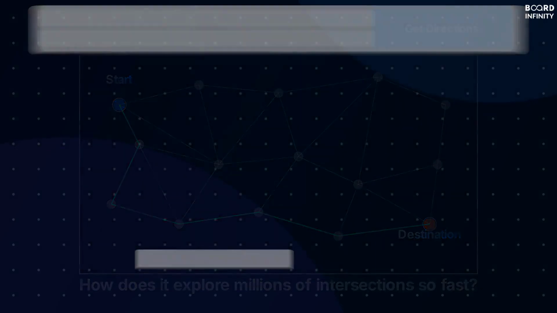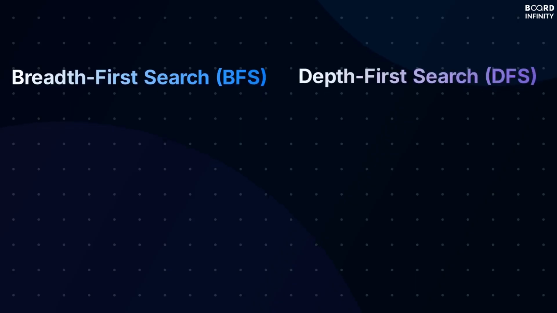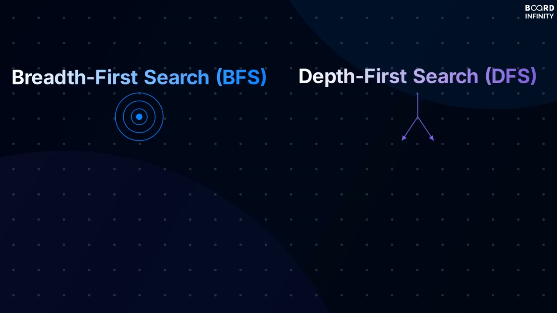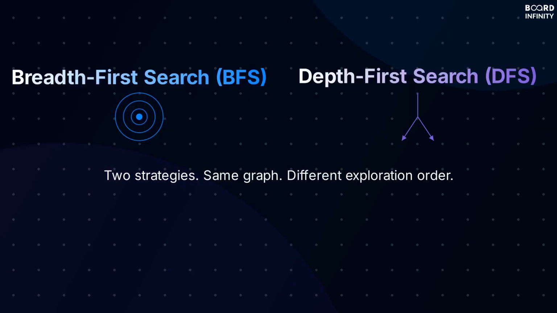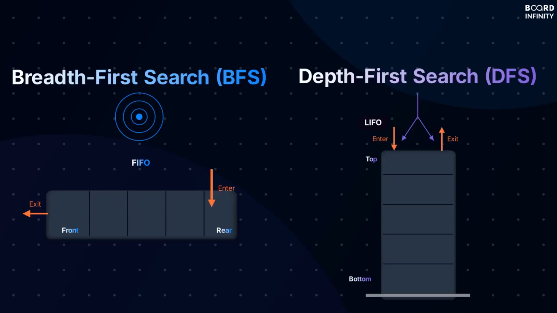The answer lies in two fundamental algorithms: breadth first search and depth first search. BFS and DFS are the core strategies computers use to explore networks, whether it's roads, social connections, or game states. Choosing the right one can mean the difference between instant results and wasting hours of computation. Understanding these distinct strategies is key to building efficient systems.